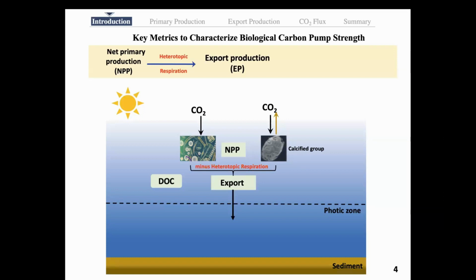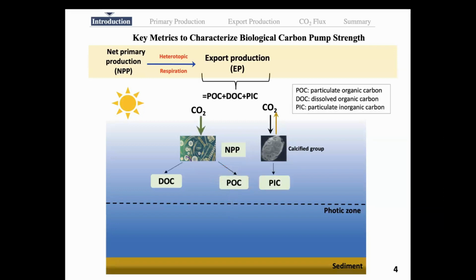The second key metric is export production, which is the NPP minus the carbon respired by the heterotrophic component. It tells us the amount of carbon available after the food web cycling, which can be exported into the deep ocean. More specifically, the export production can be further partitioned into distinct carbon pools, including POC, DOC, and particulate inorganic carbon, PIC. Each biogenic carbon pool has a different export efficiency and implication for the air-sea CO2 flux.